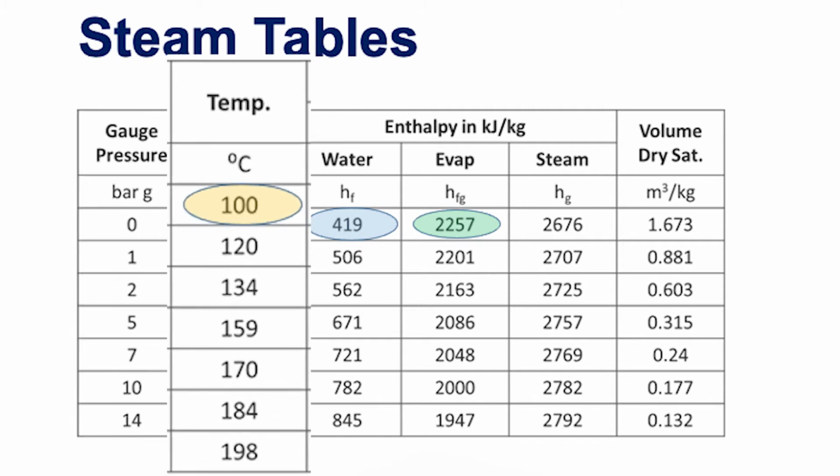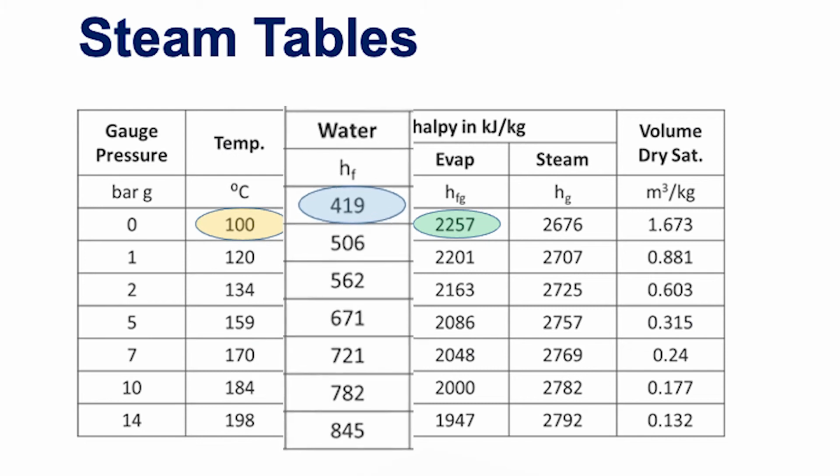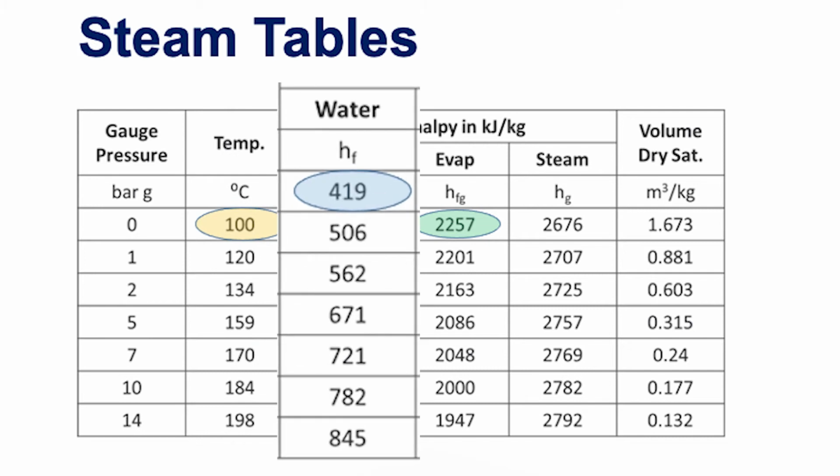The next column shows us the temperature. If we use the example of generating steam at 0 bar gauge, we should remember from our school days that the boiling point of water at 0 bar gauge is 100 degrees. That tells us that the pressure to temperature relationship of steam is exactly the same as the boiling point of water. The next column shows us the enthalpy of water. That's the energy that we need to put into the water to bring it up to boiling point.